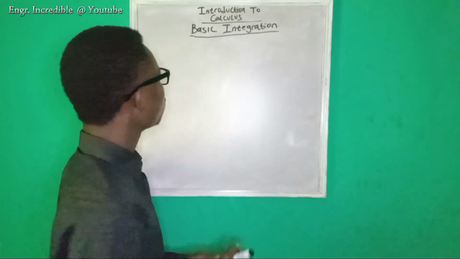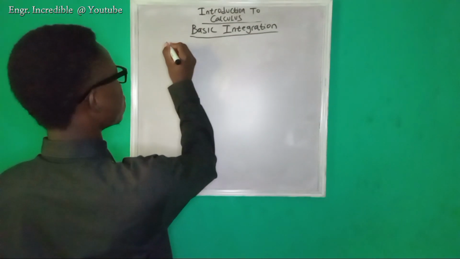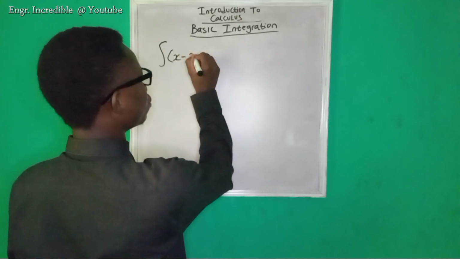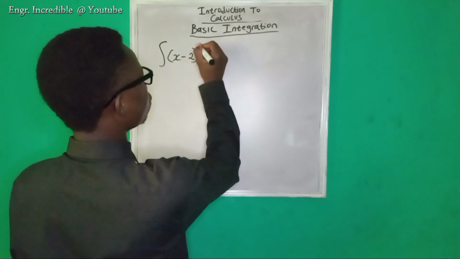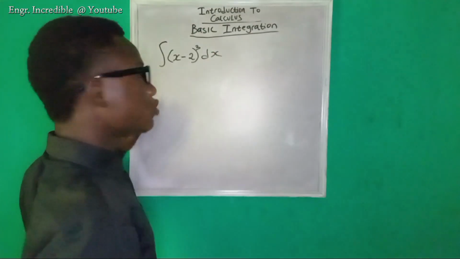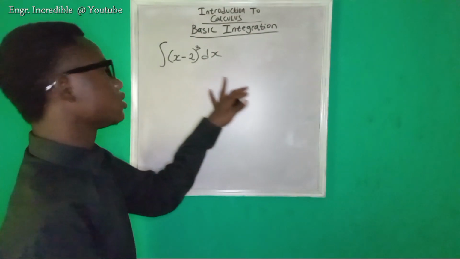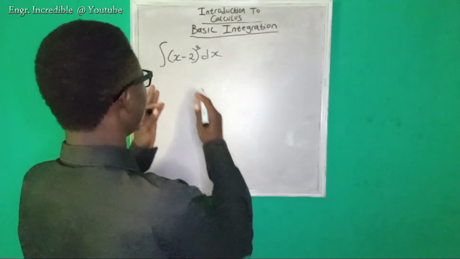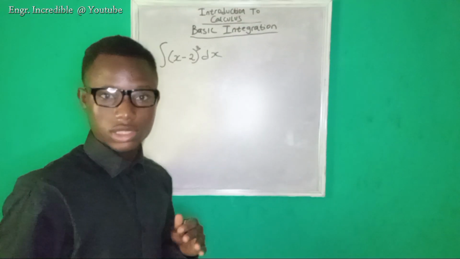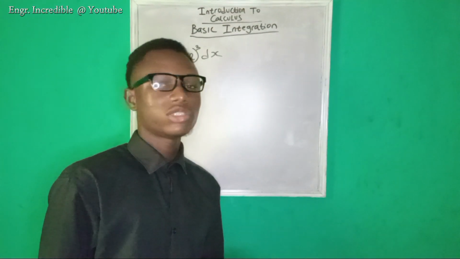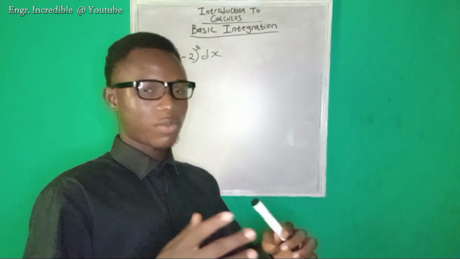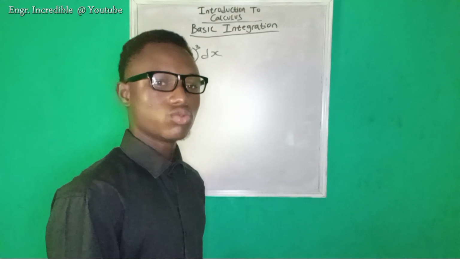So let's say they ask us to integrate something like this. We have (x minus 2) raised to power 3, then dx, and we are asked to integrate something like this. We cannot just pick what is inside the bracket and try to solve it normally using integration. It's just like when we are doing differentiation and we see a bracket raised to a power, we have to use the chain rule to solve it.